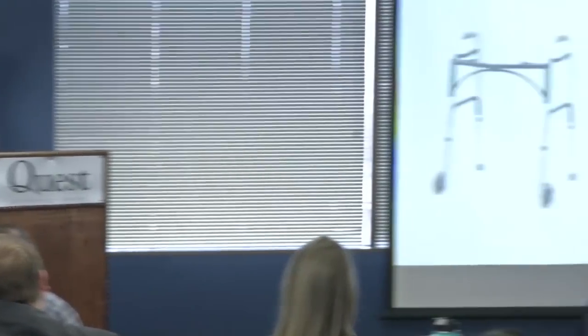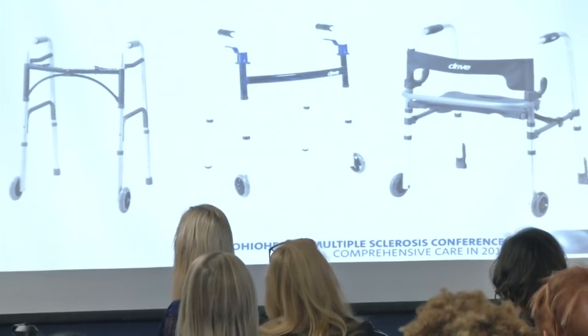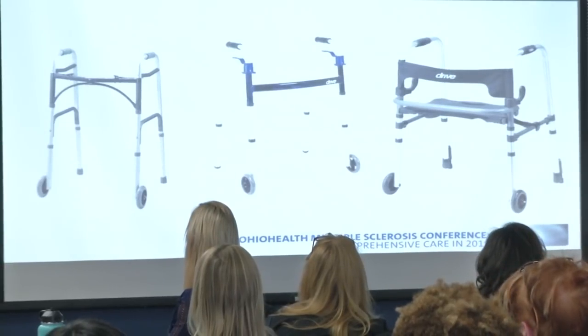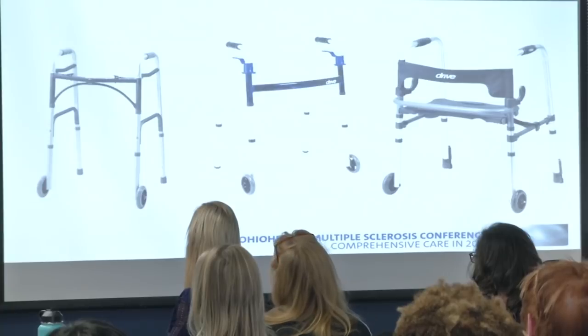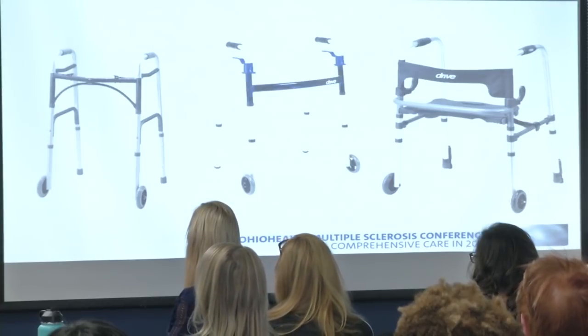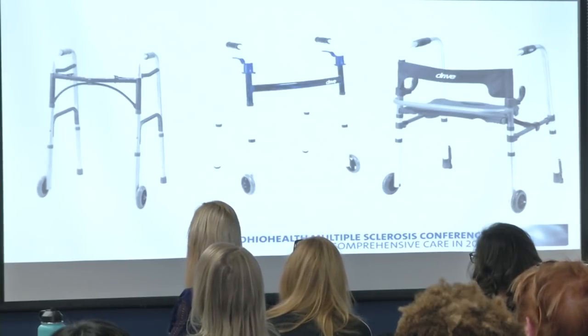So kind of the typical walker, right? If you look at all three of these, they look relatively the same. Aluminum frame, 2 front wheels, so does it really matter which one they get? The first thing we're always going to consider is how tall is the patient, how much do they weigh, do they need a bariatric, do they need a tall frame? But more importantly, where do they plan on utilizing the device?